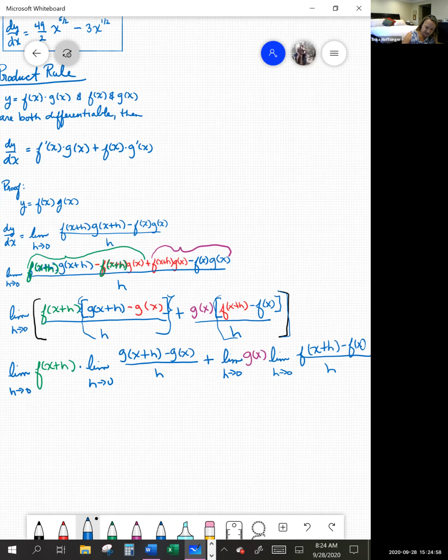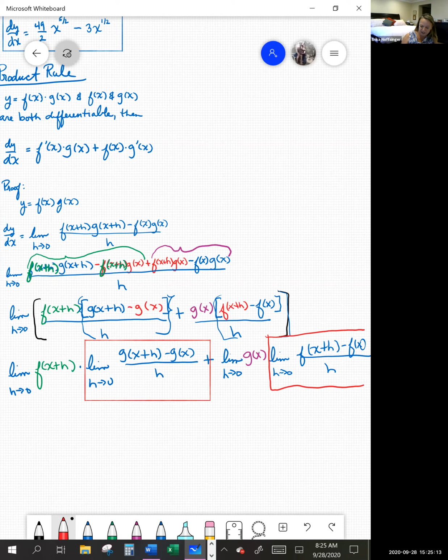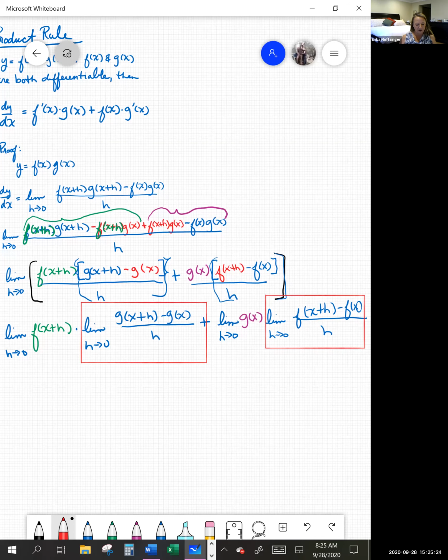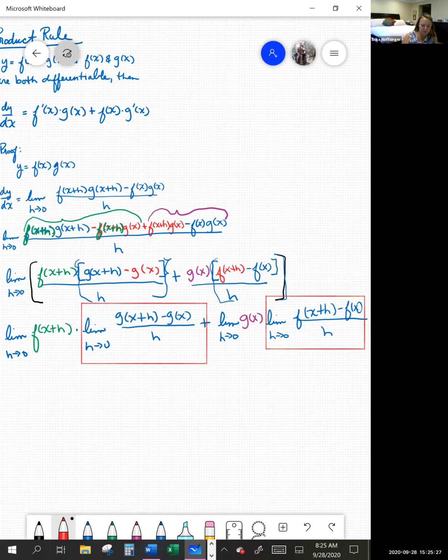Well, this should look familiar to you. The limit as h goes to 0 of g of x plus h minus g of x all over h. Also, this piece should look really familiar to you. The limit of f of x plus h minus f of x all over h. That's just the definition of a derivative, right? So we can just rewrite this piece as g prime of x. And this is just the formal definition of the derivative of f of x. So let's write that piece as f prime of x.